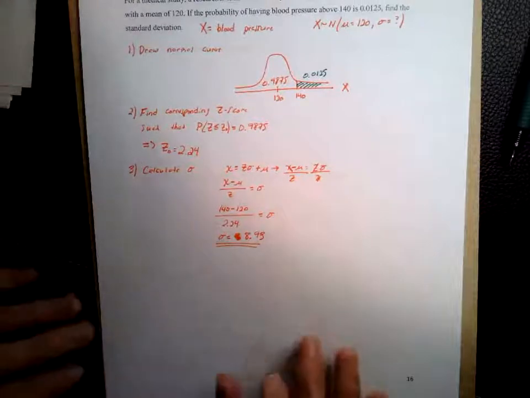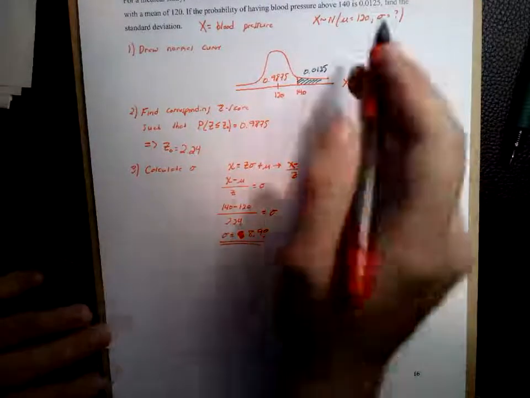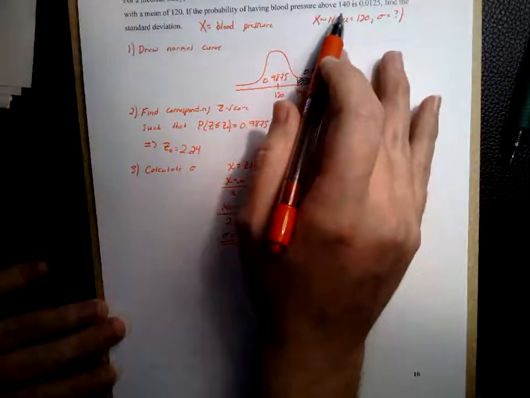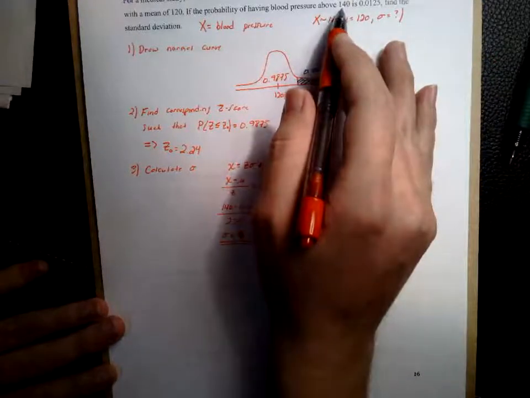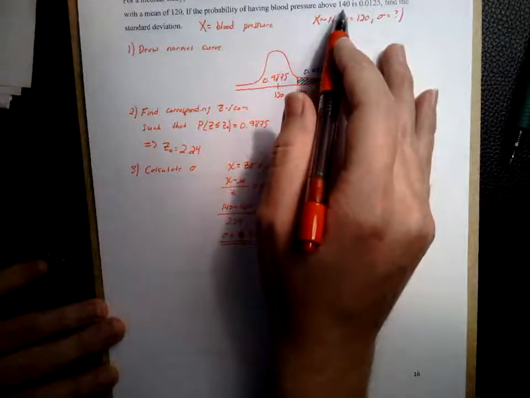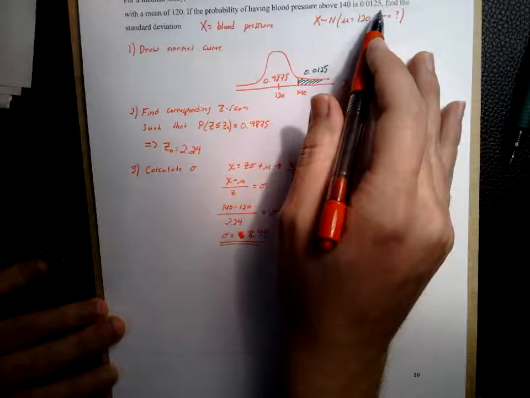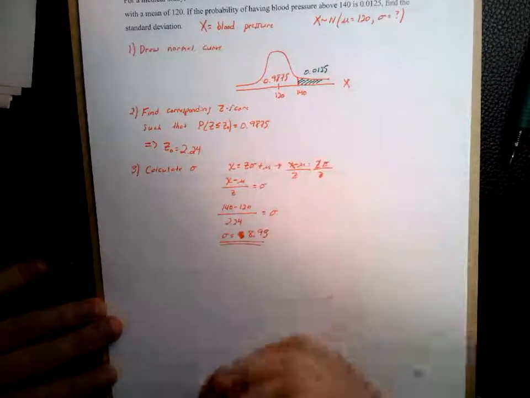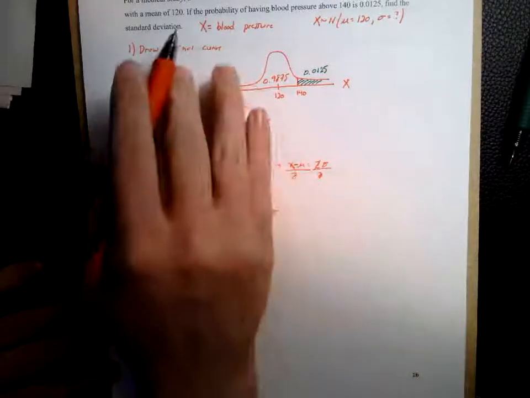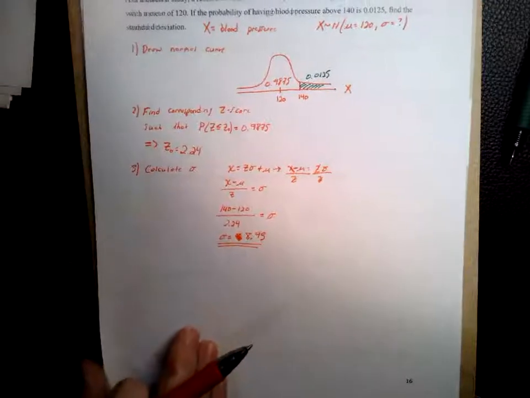So that is how you would do it. You should be able to know how to find the mean as well. If I tell you it's above or below something, I tell you the probability, you should be able to find the mean as well if I tell you the standard deviation.